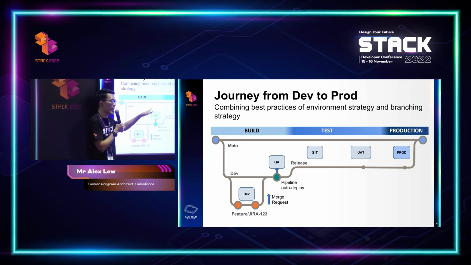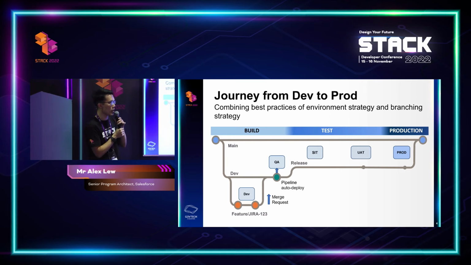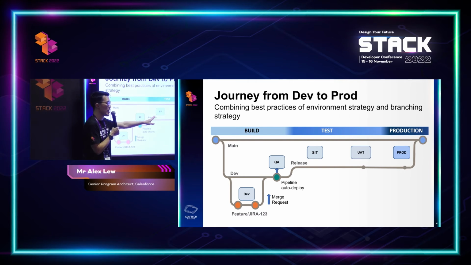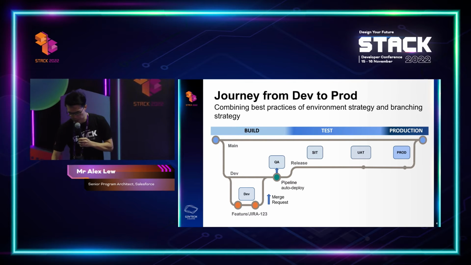Then you run the QA in the sandbox. Now here, there's a pipeline running behind the scenes that will do the auto deployment. Later I'll show it in the live demo. And then next, you get into the release branch and go all the way from SIT to production.